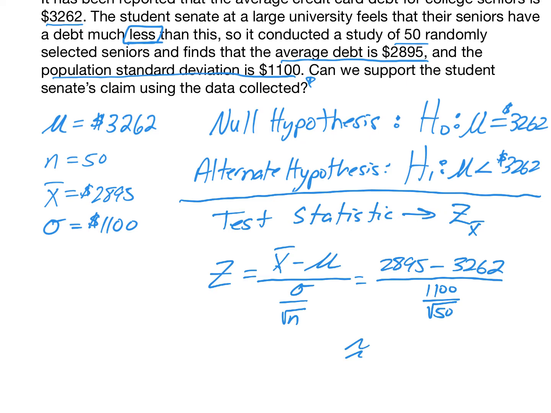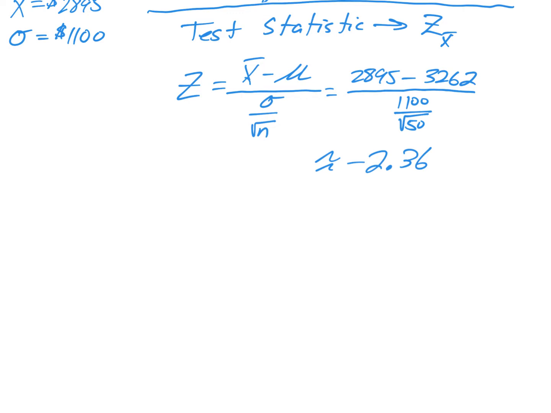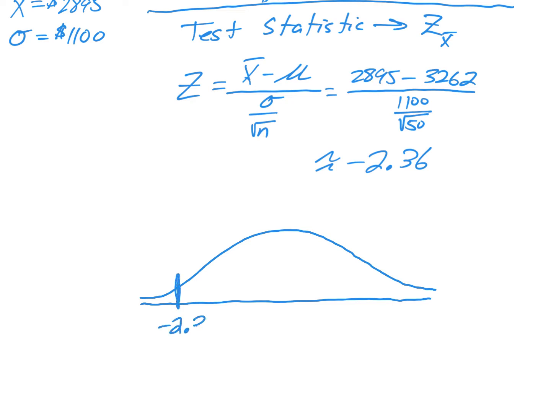It's a z-score, so you know that you have to round to 2 decimal places. Plug it in the calculator, and we get negative 2.36. That is our test statistic for this example. With every single hypothesis test, you are going to be required to draw a standard normal curve, and you need to be able to plot approximately where that test statistic falls. In this case, it falls about right here. This to me is negative 2.36.